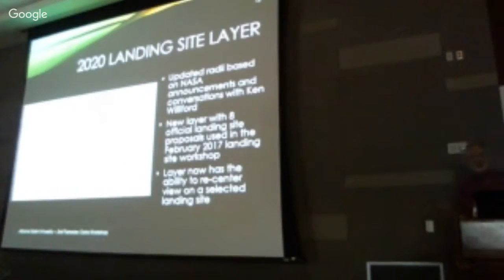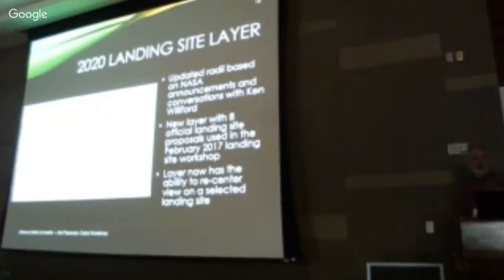Also made some updates to our 2020 landing site layer. It now has sites that were the candidate sites going into the last workshop. They're down to 3 sites now, but those 8 are still in there. You can go and see a lot of information about them, examine the area, and we've also basically set it up so you can directly move the map right to the landing sites from the list, so you don't have to go searching for it.